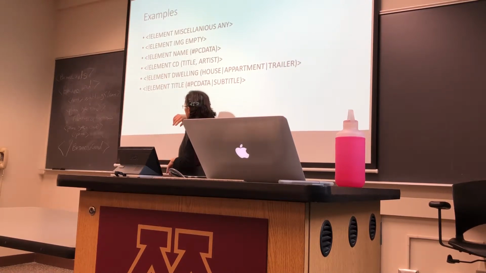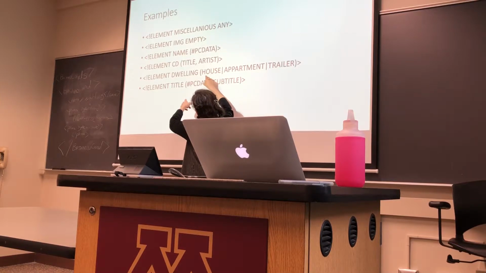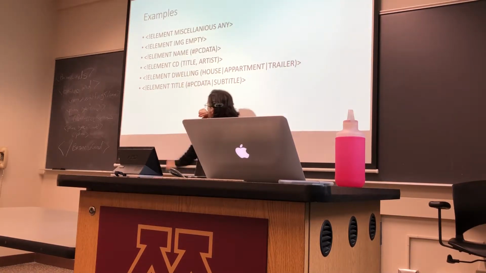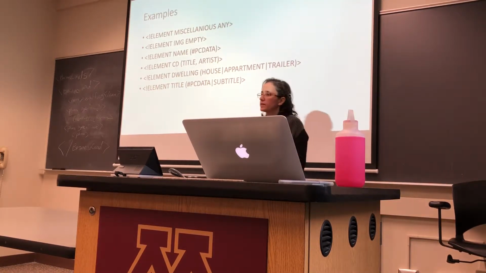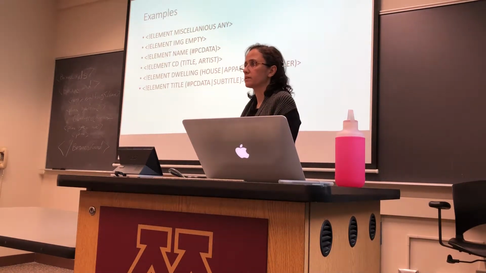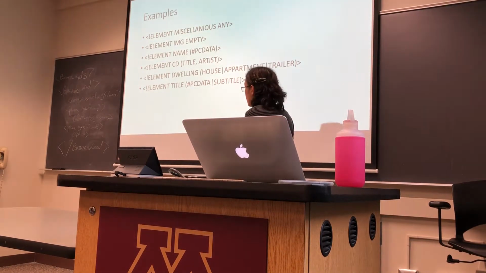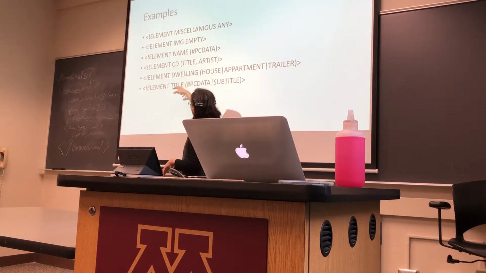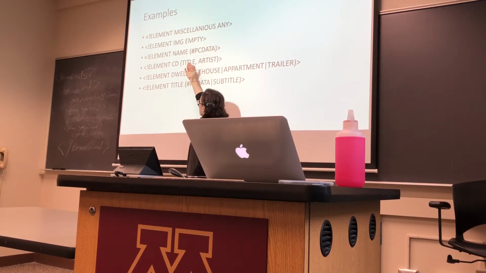Then, for example, we have an element specification for CD. In those parentheses, you are giving it a limited set of what it can have. So here for CD, you're telling it that CD further has two more elements: CD has within it an element called title and an element called artist.